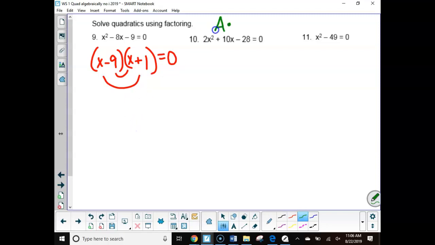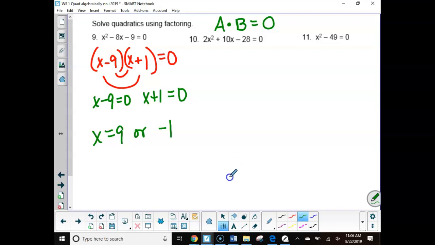There is a very important property of math that says if this is true, and only if they equal 0, that when two things multiply to make 0, the only way to get that is if one of them is equal to 0. So we say either this is equal to 0 or this is equal to 0. So we get x equals 9 or negative 1. Most of you don't even think about that. You just write it down without thinking about it, right? But be very careful. That is why it works. It has to be equal to 0.